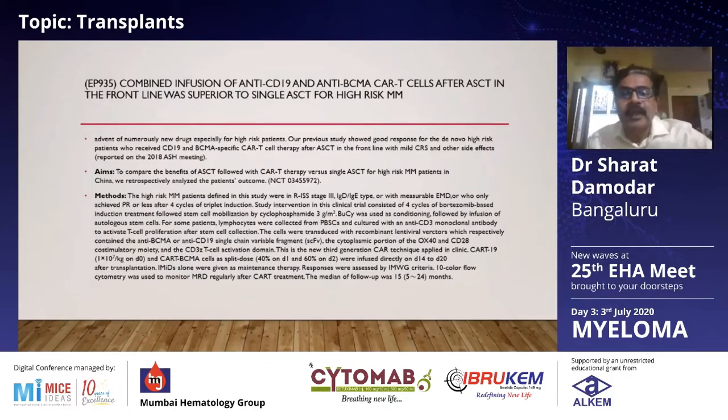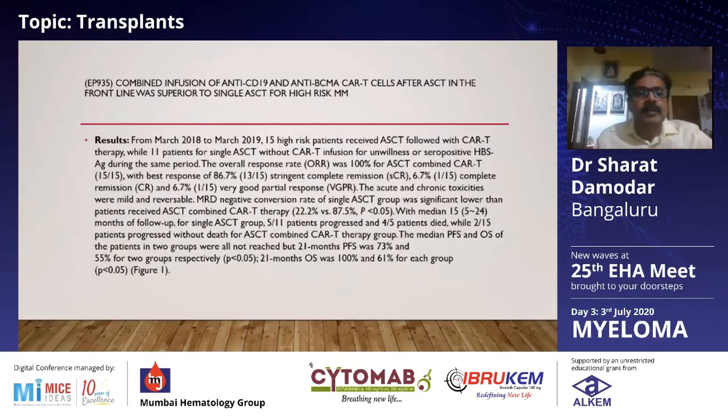So I won't go into the text of this. They defined high risk by standard criteria. They put in the cell doses on day 0 and again day 14 and day 15. And these were the results which they obtained. They got about 86% stringent CRs in this subset of patients who received the CAR after the auto.